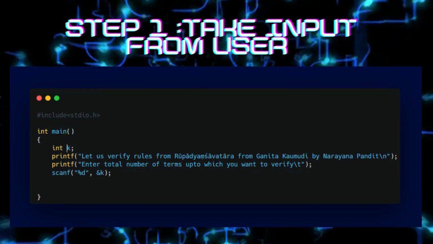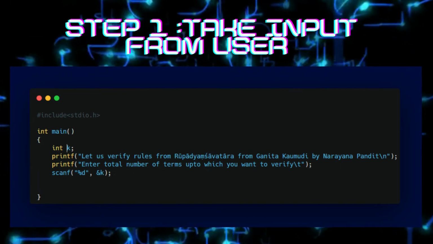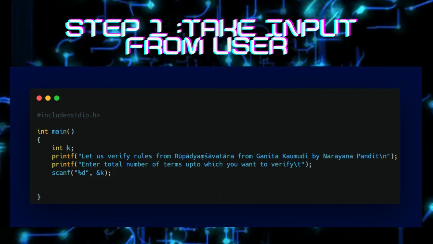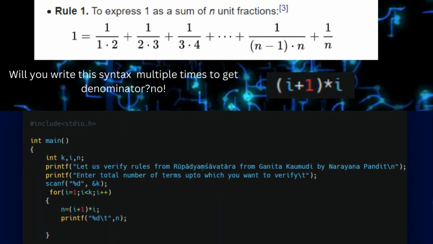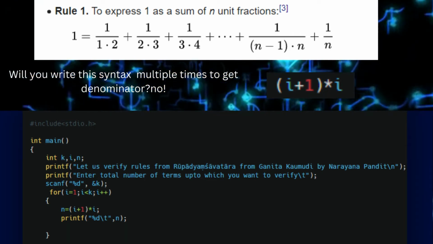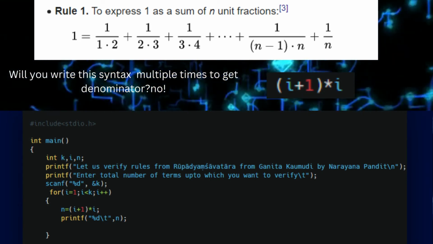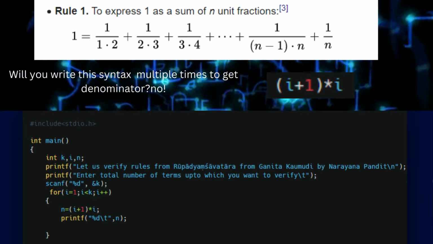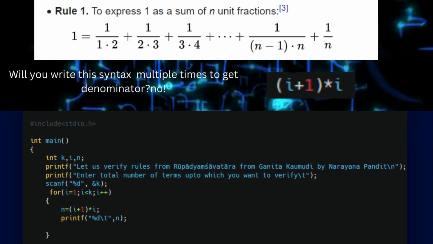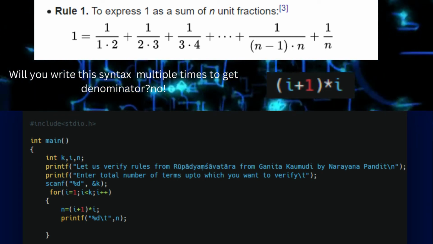As usual, we will include the library, create a main function, and create a variable to store the value from the user. Observe the series pattern carefully. Observe the denominator: one value is kept fixed and the other one is increased by 1. With this logic, we will create n equal to (i plus 1) into i, and keep this in a loop.